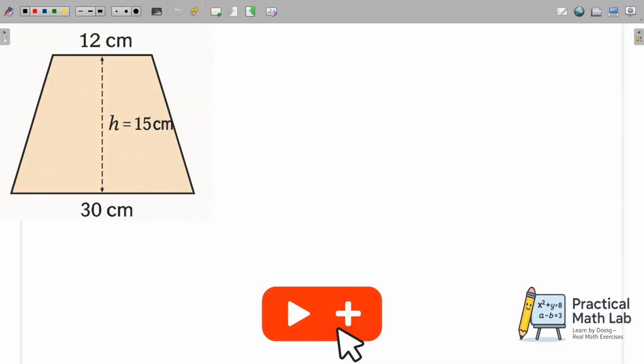Do you know how to calculate the area of a trapezoid? In this video, I'm going to show you step by step how to solve this problem really quickly. Let's get started.